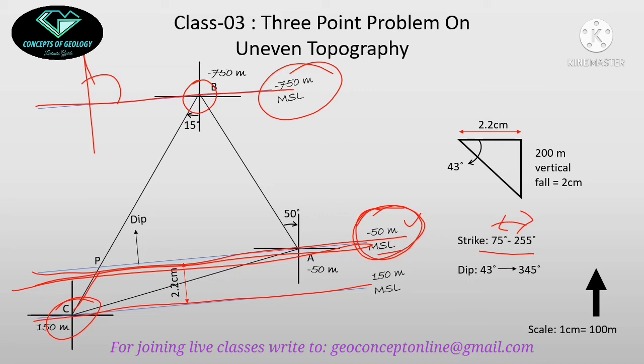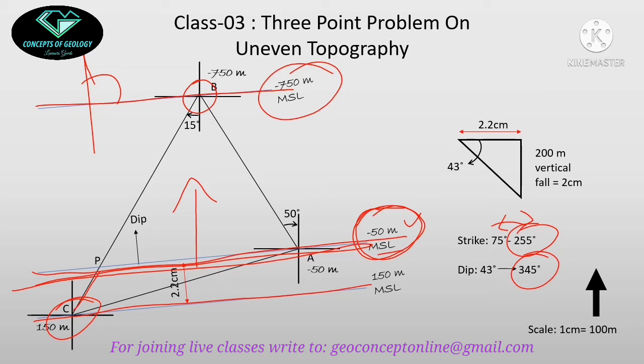Dip direction can be measured. I am talking about the true dip. This will be just perpendicular to the strike. So you can measure this, or you can find it by adding 90 degrees to this 255. So the dip direction will be 345 degrees. That means it is dipping towards the northwest quadrant.